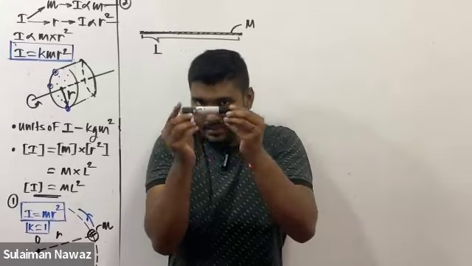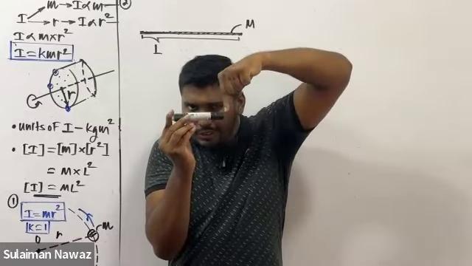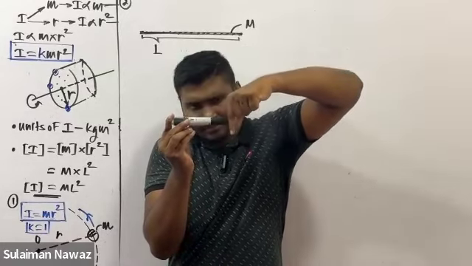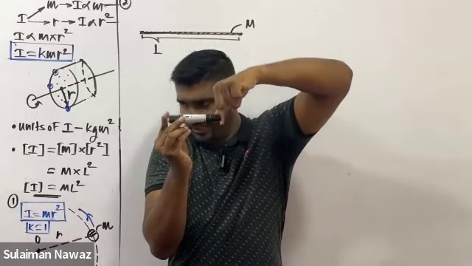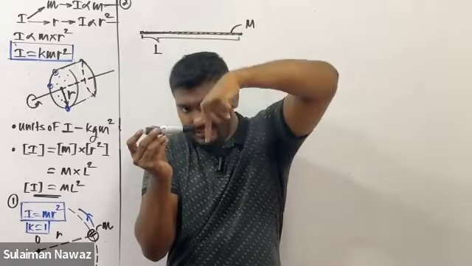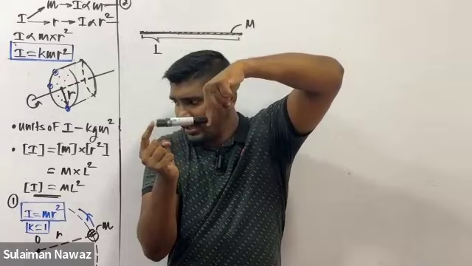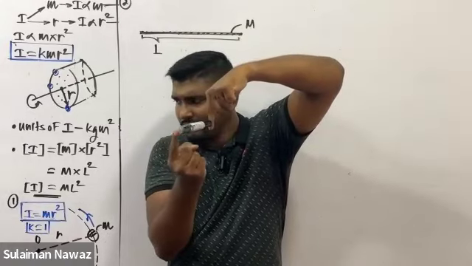Second way is, this is your rod. Consider an axis passing vertically through one of the ends. This is your axis of rotation. Think this finger is your axis of rotation. This axis is passing through one of the ends of the rod. Then how would the rotation be?